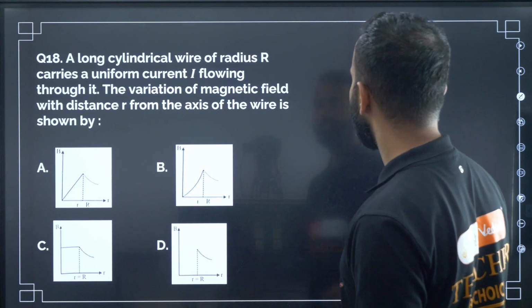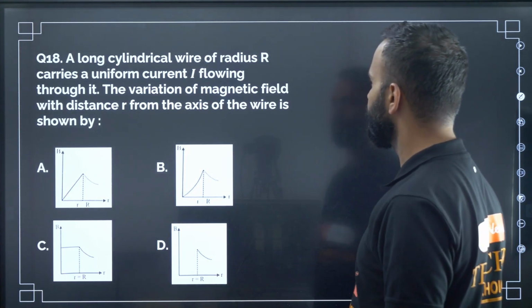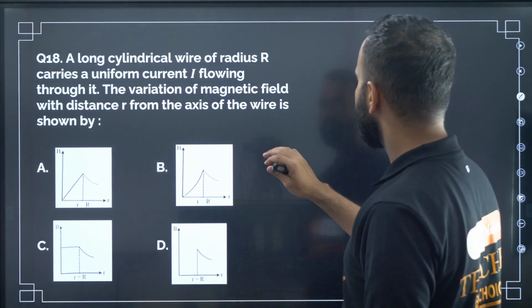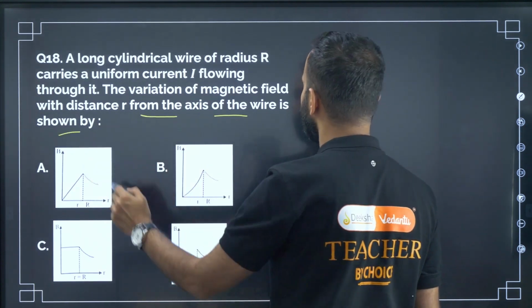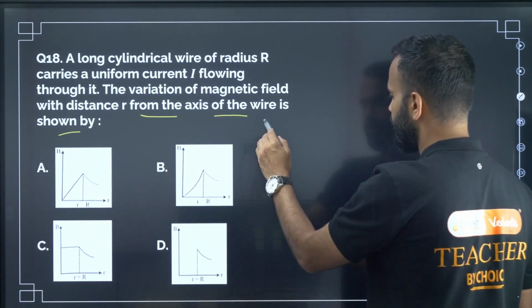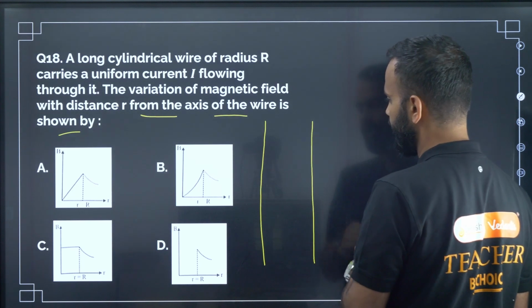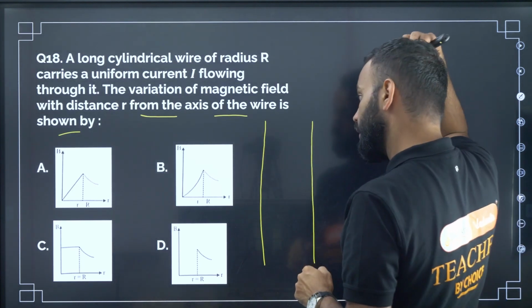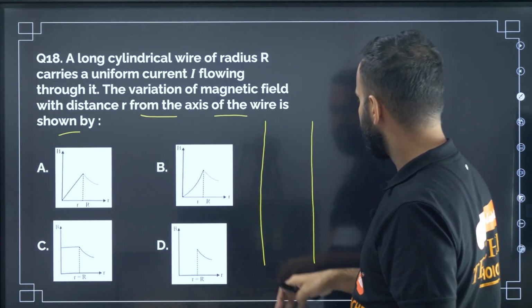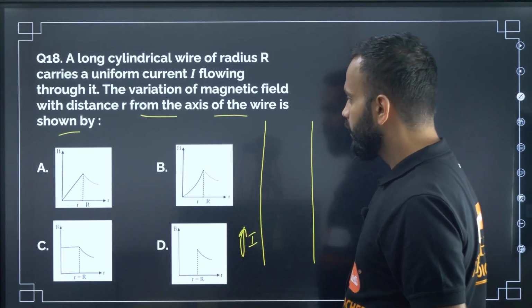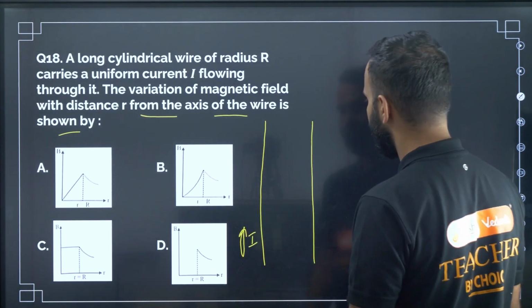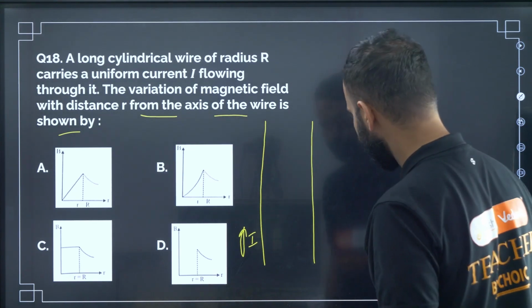A long cylindrical wire of radius R carries a uniform current I flowing through it. The variation of the magnetic field with distance from the wire is, okay, so this is the wire carrying current I. So we need to find the variation of the magnetic field with the distance.